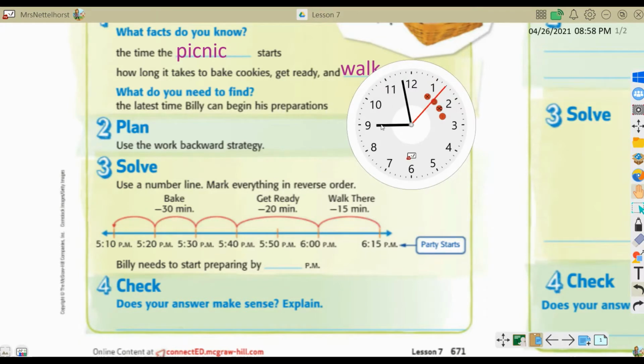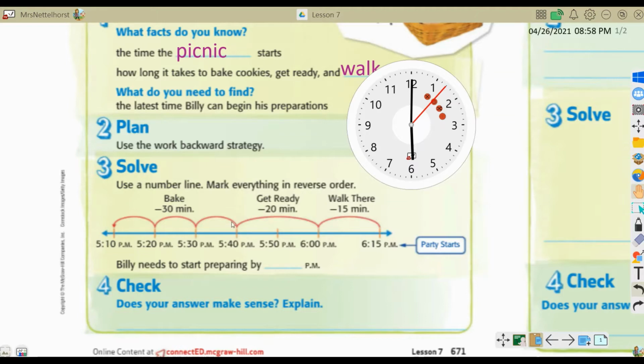Okay, so 6:15. I'm going to set my clock for 6:15. So my hour is just past the 6. My big hand needs to be at 15 minutes. So I'm going to count by 5s. 5, 10, 15. So that's 6:15 right there. Now I'm going backwards in time. So I'm going to go back 15 minutes. 5, 10, 15. So since I'm at the o'clock, I can move my hand backwards to the o'clock. So it is now 6 o'clock.